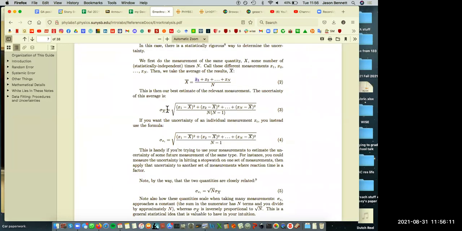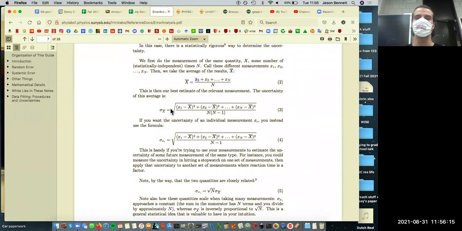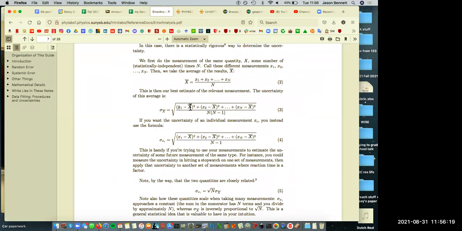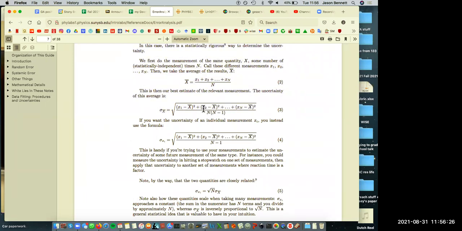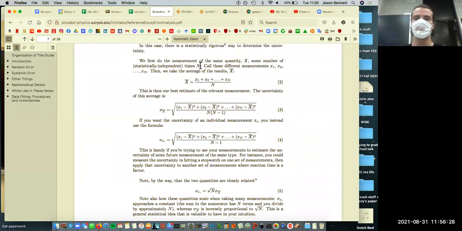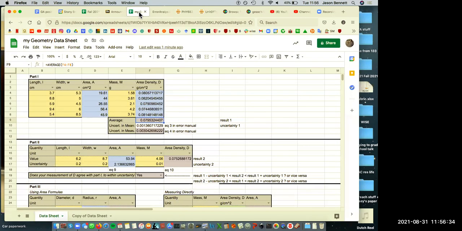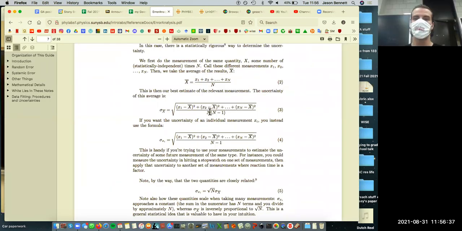And if I want the uncertainty of the average, I have a big messy formula. So what this means is I take the square root of the difference between each of the measurements and the average, square all of them, all over the number of xi. So you see here, some number n times the same quantity. For me, I have 5 of them. So n is 5, that's 5, that's 4, so my denominator is 20.